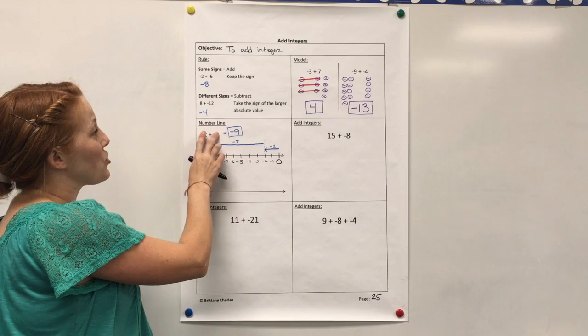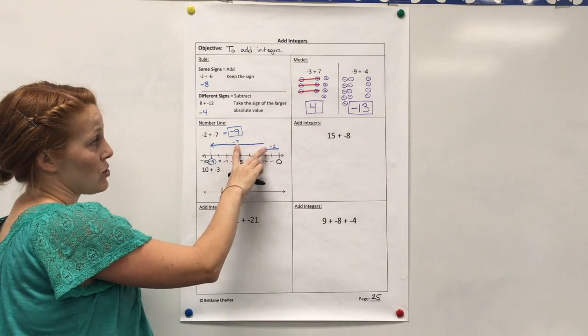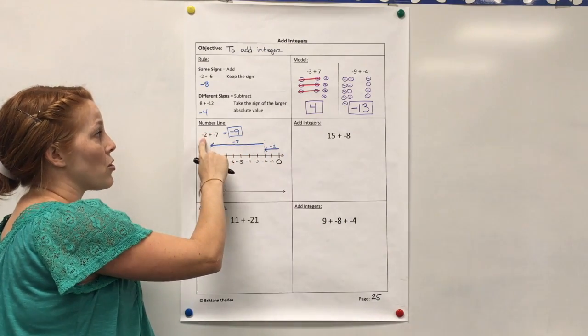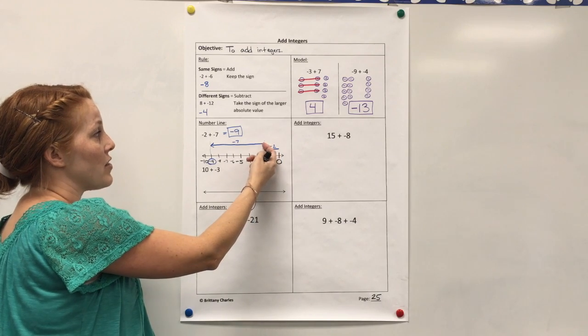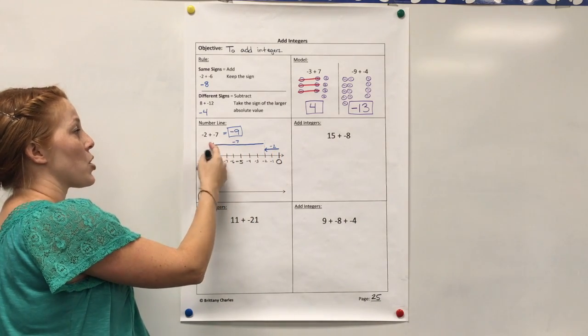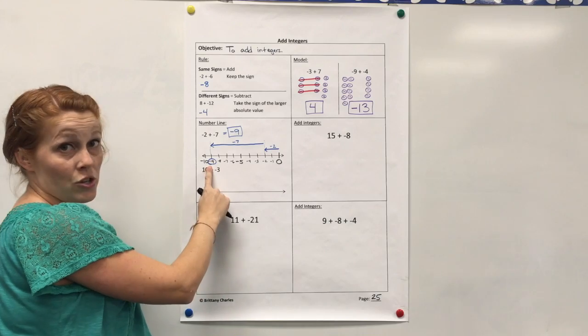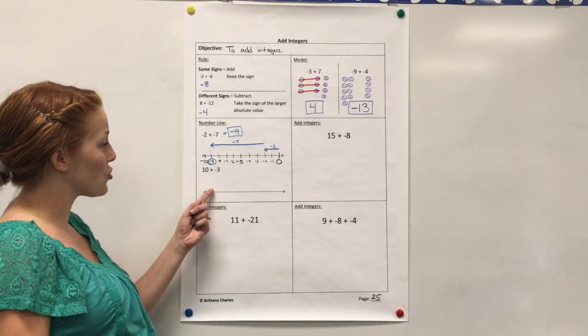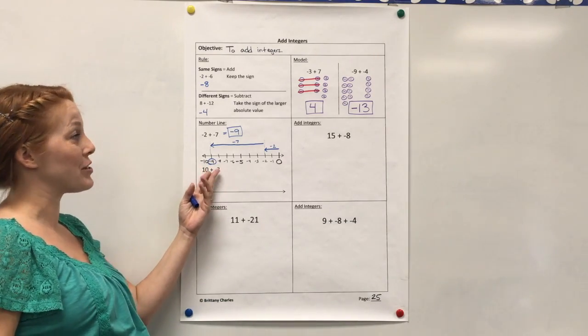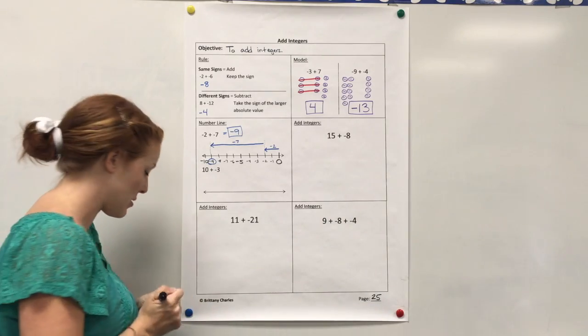Okay, and so the two numbers are your two arrows. You start at 0, you go the first number, and then from there, you do the second number. Wherever you land is your answer. Okay, so let's try that with this one. Now we have different signs, so let's see how that affects things.